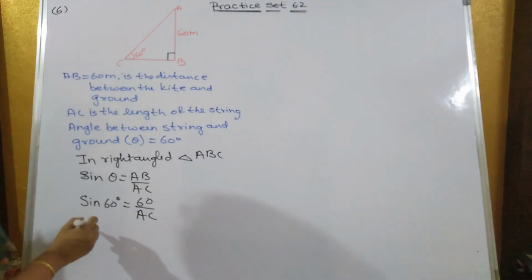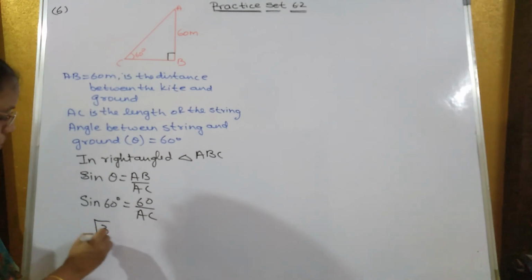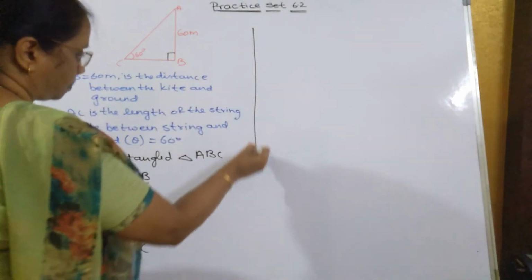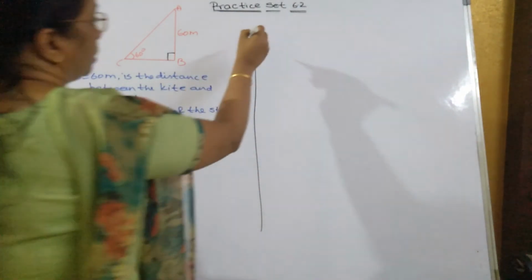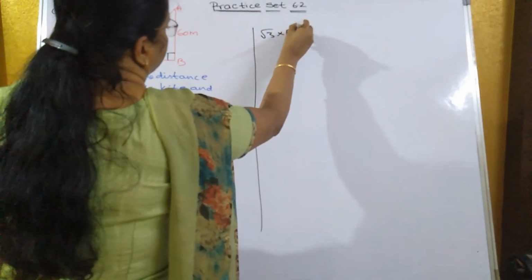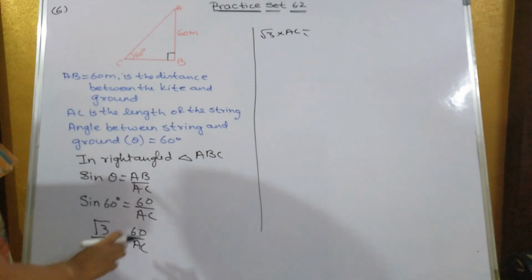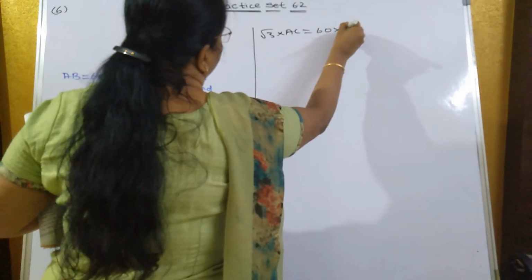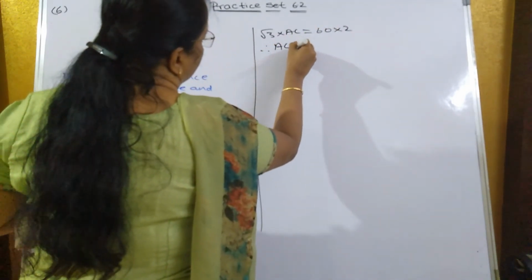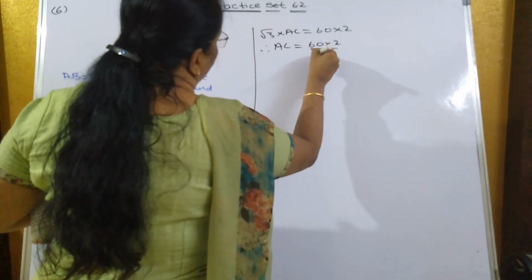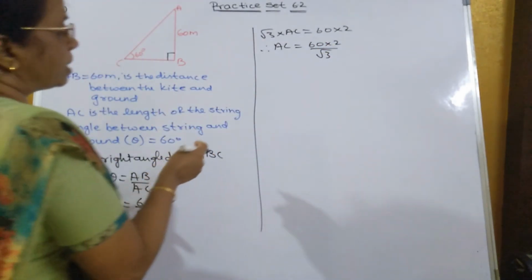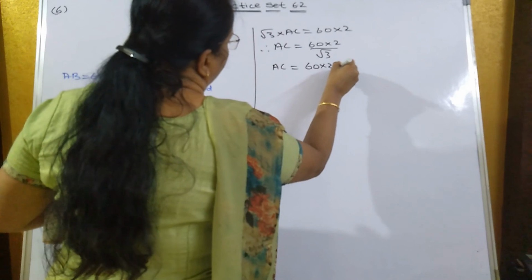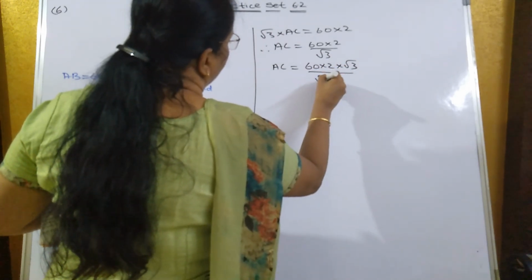Now what is the value of sine 60? Root 3 upon 2 is equal to 60 upon AC. Now cross multiply. Take this AC over here. So root 3 into AC is equal to 60 into 2. Therefore, AC is equal to 60 into 2 upon root 3. We never keep a root in the denominator, so rationalize the denominator. So AC is equal to 60 into 2 into root 3 upon root 3 into root 3.